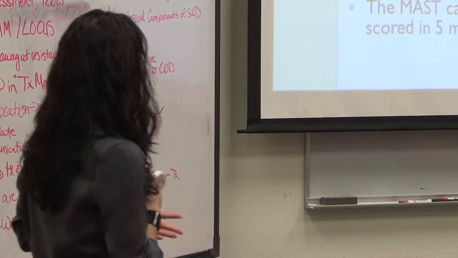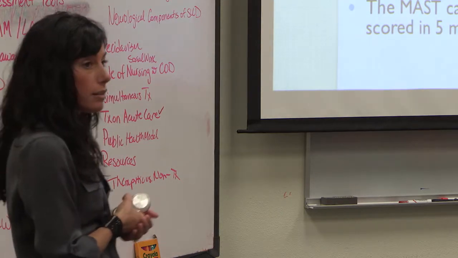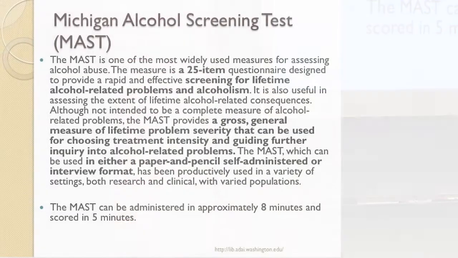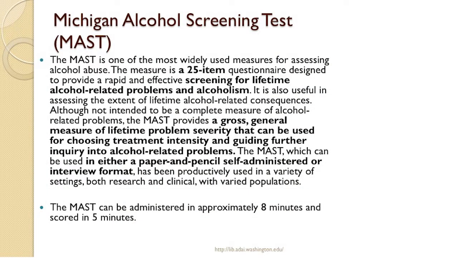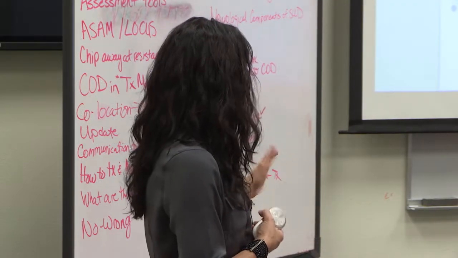The great thing about it is it looks for lifetime alcohol-related problems and indications of alcoholism. It's a very general measure of lifetime problem severity that can be used for choosing treatment intensity and guiding further inquiry into alcohol-related disorders. It can be used either paper and pencil, self-administered, or in an interview format. What we're going to practice today is using it in an interview format to get you comfortable asking some of these questions. It can take anywhere between 5 and 8 minutes to administer, depending on how much detail the individual gives you, and about 5 minutes to score.